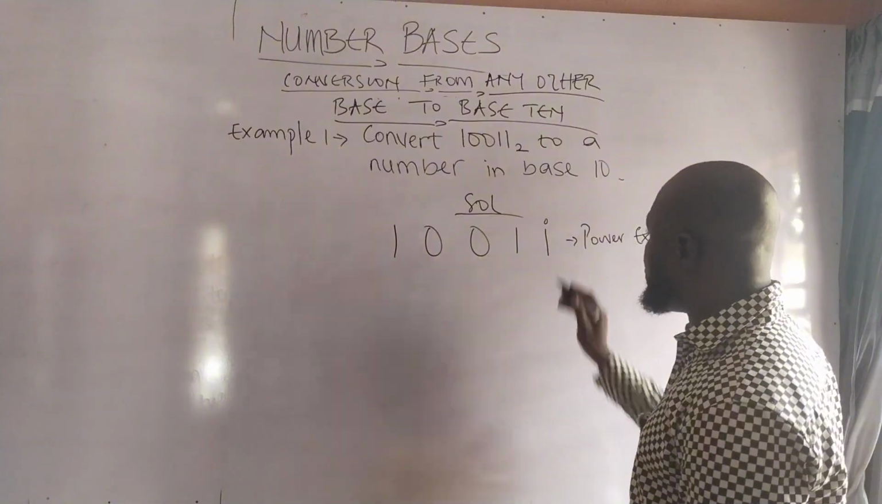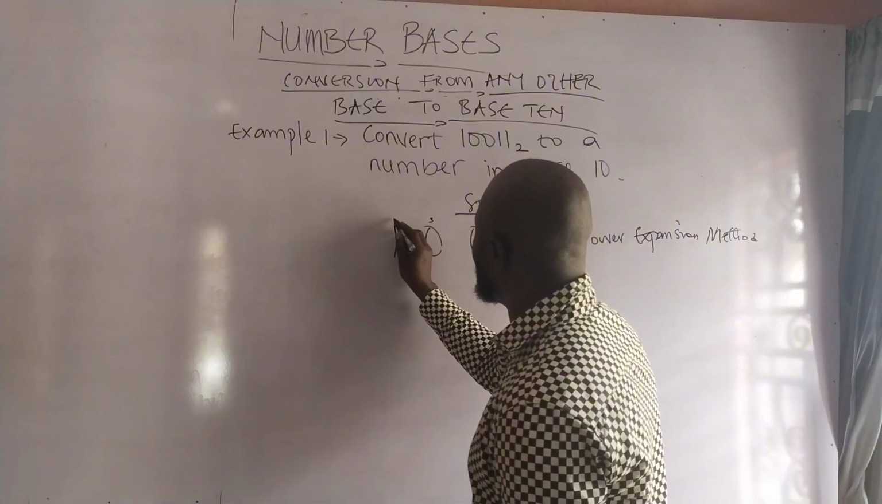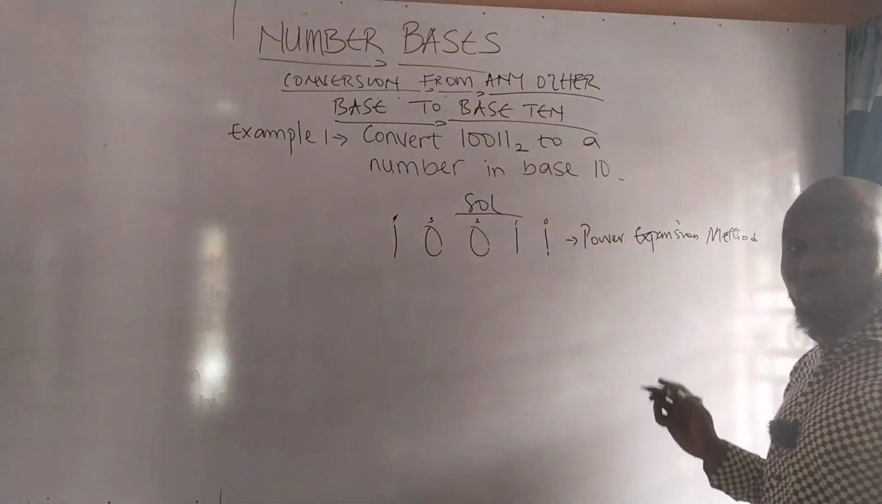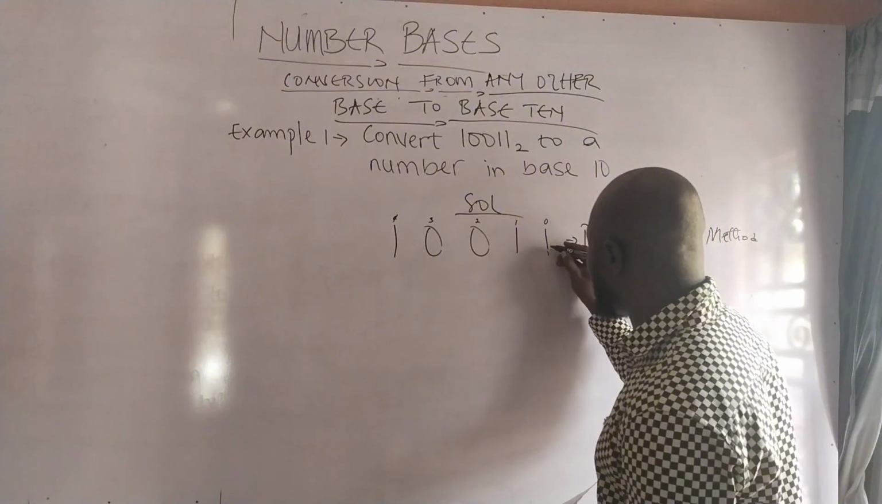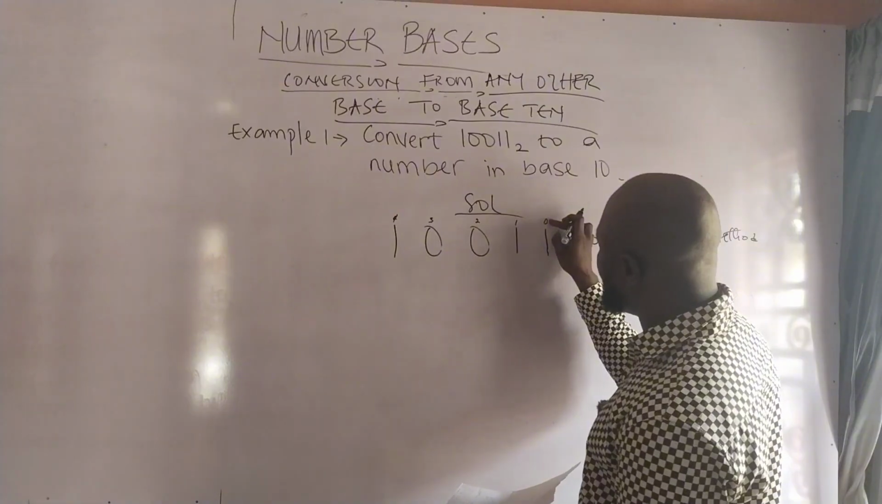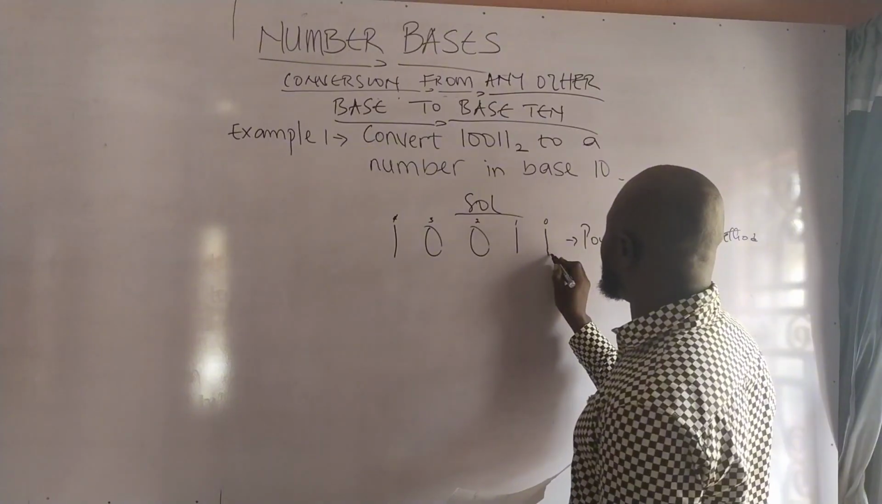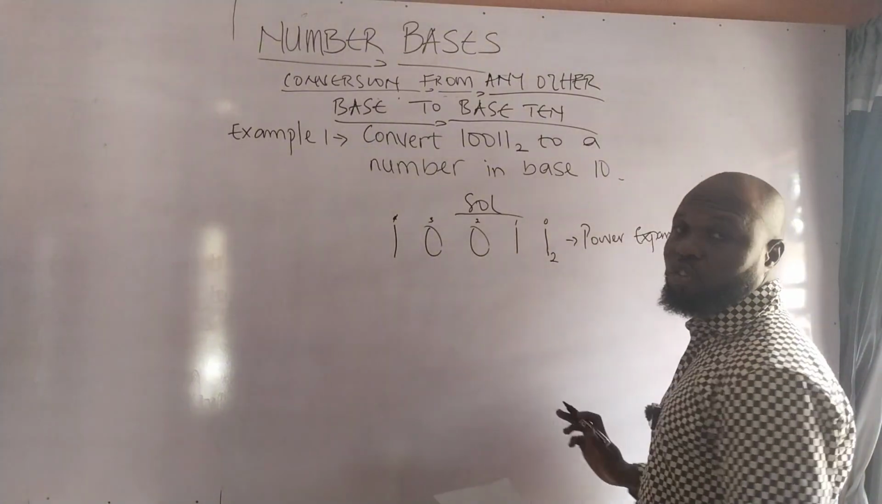Start from 0: 0, 1, 2, 3, 4. Do you see the way I do my counting? Start from your right hand side: 0, 1, 2, 3, 4. And don't forget this is in base 2. That's the first thing you need to do.